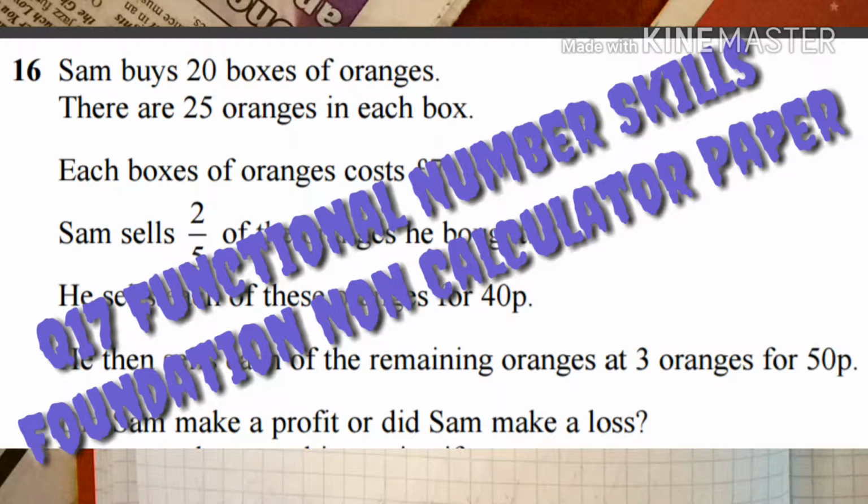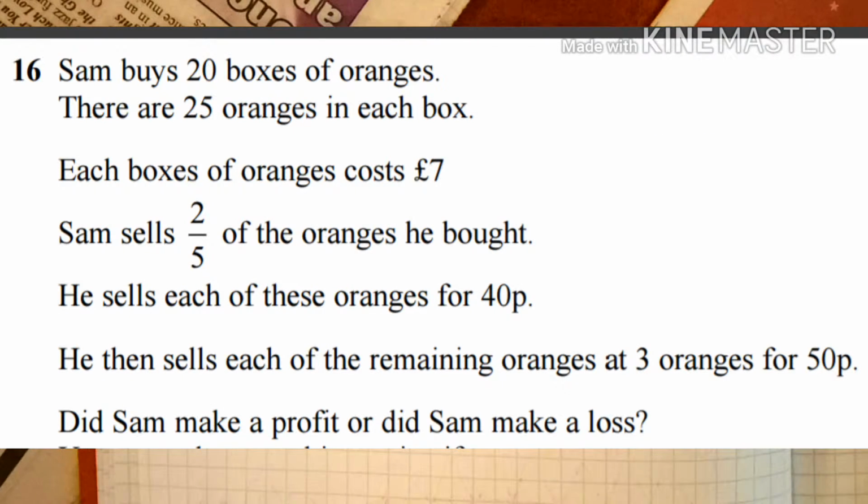Okay, there's a lot to these questions. Sam buys 20 boxes of oranges. Each box costs £7. There's 25 oranges in each box. He sells 2/5 of the oranges and he sells them for 40p. The rest he sells 3 for 50p. Did he make a profit?